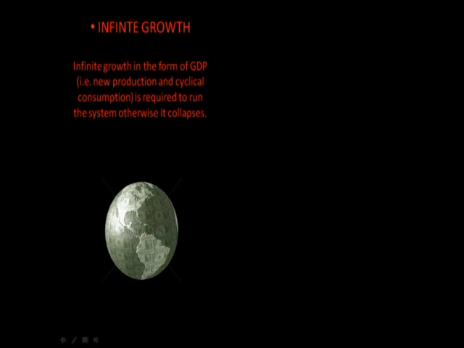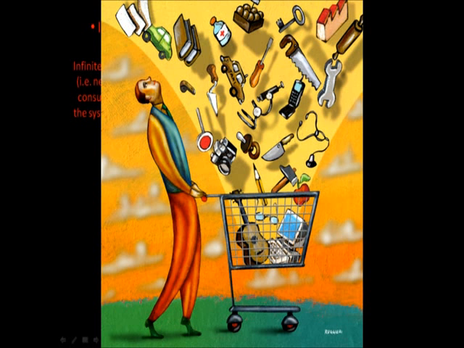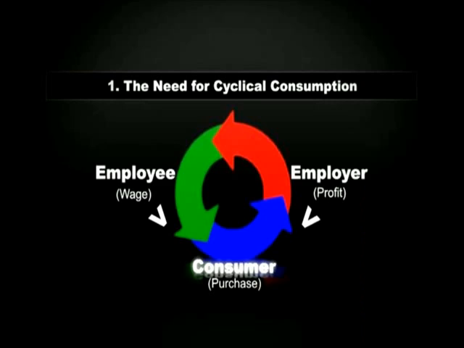Okay, this is something very interesting. Infinite growth in the form of GDP, that is, new production and cyclical consumption, is required to run the system, otherwise, it collapses. Now, a major contributor to GDP is consumption. About 70% of GDP in any economy today is consumption. And what is consumption? The faster people buy and consume goods, the better it is for the economy. This is nothing but cyclical consumption.